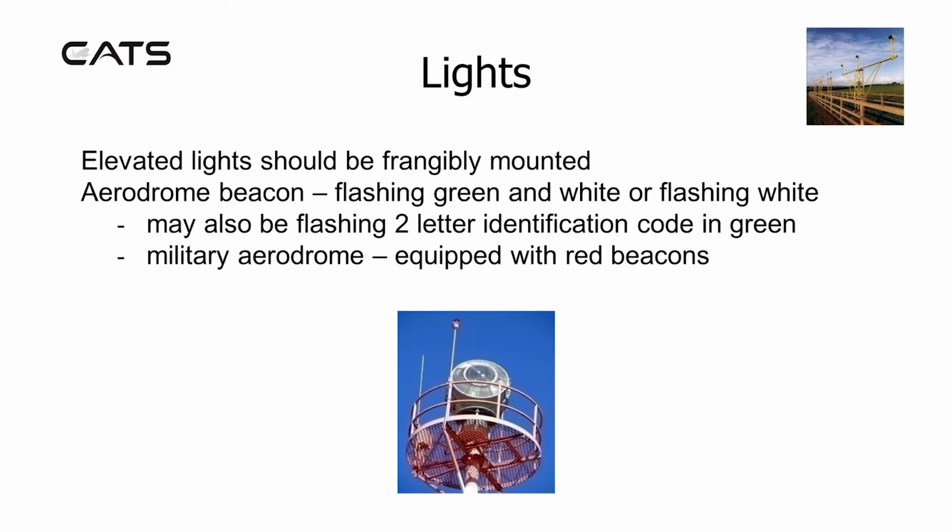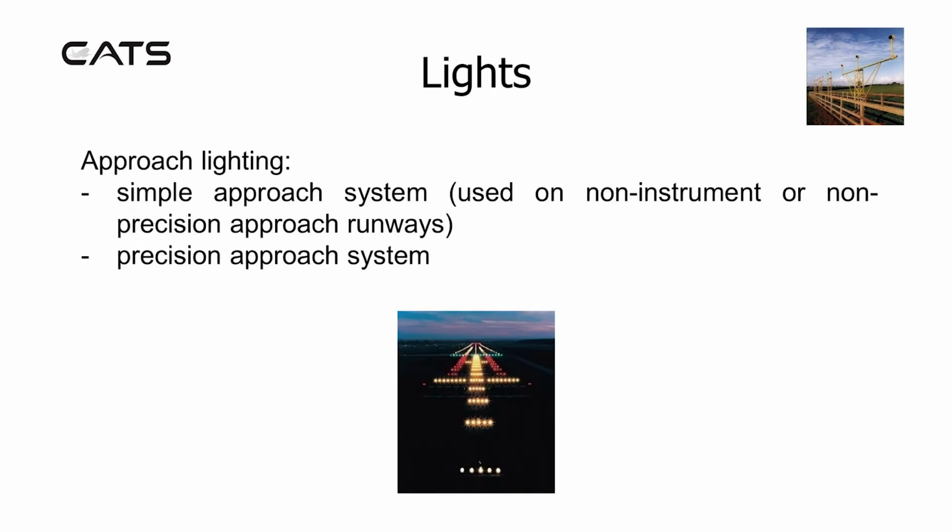Lights. Elevated lights should be frangibly mounted. That is, they should break easily if hit. An aerodrome beacon is flashing green and white or flashing white. It may also be flashing 2-letter identification code in green. A military aerodrome is equipped with red beacons.